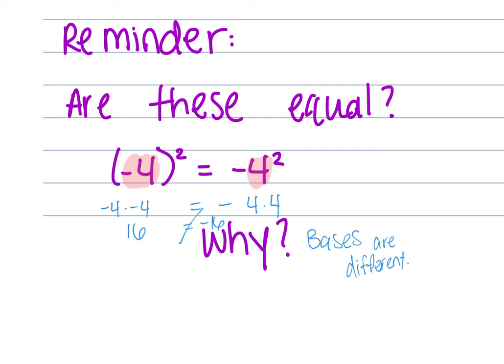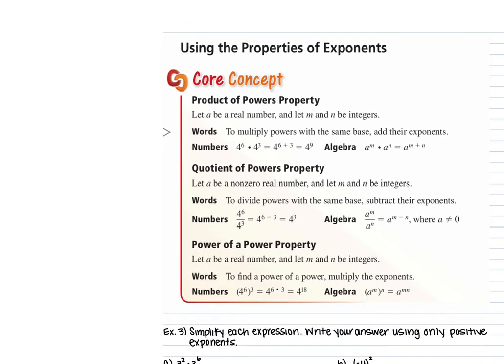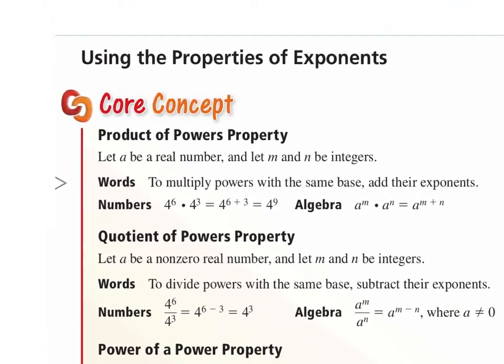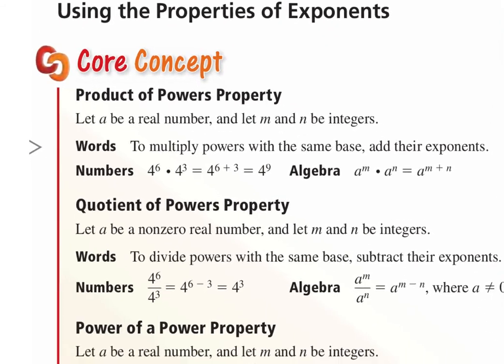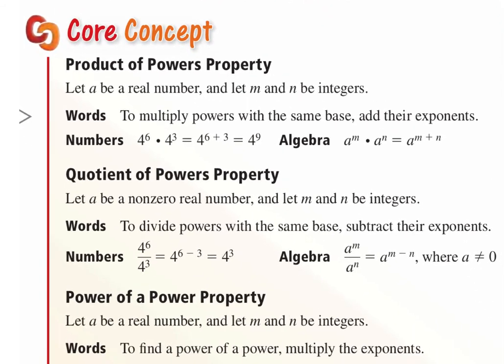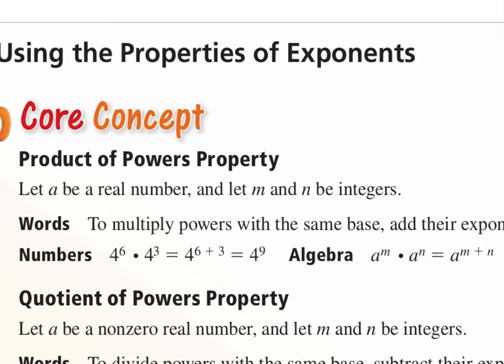So let's talk about the next 3 properties, okay? The next 3 properties involve the product of powers property, the quotient of powers property, and the power of a power property, okay? Now, the first one is really easy. Let me show you where they got it from, okay?